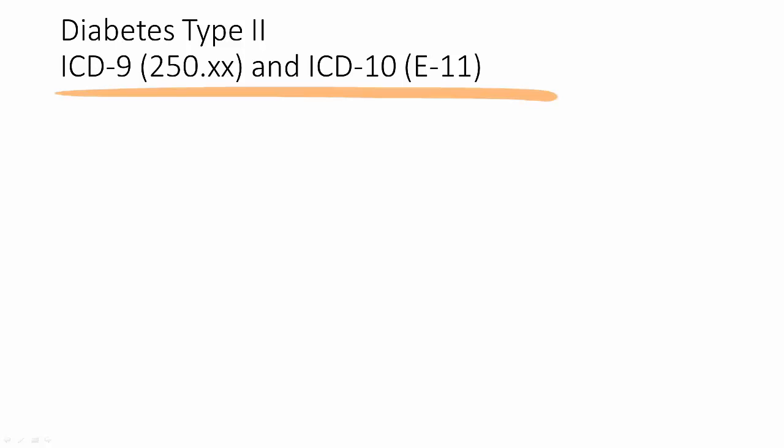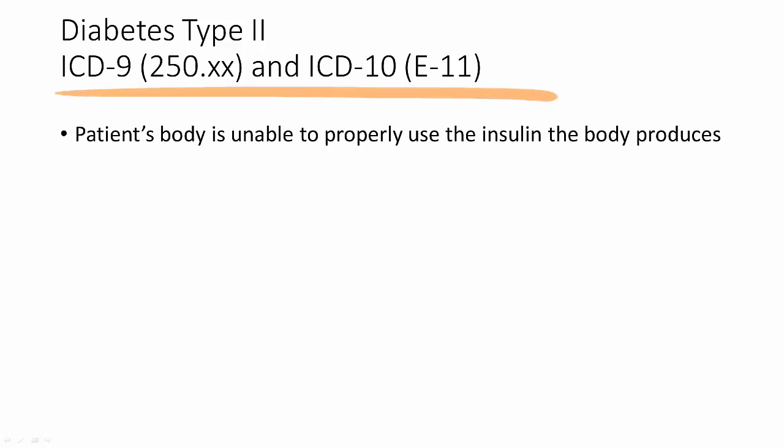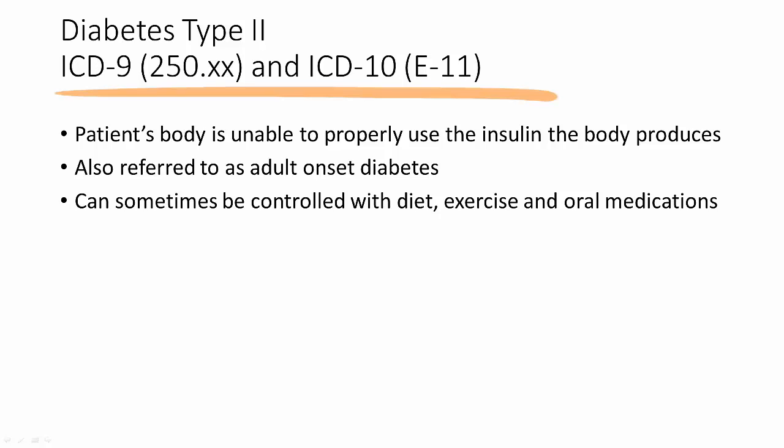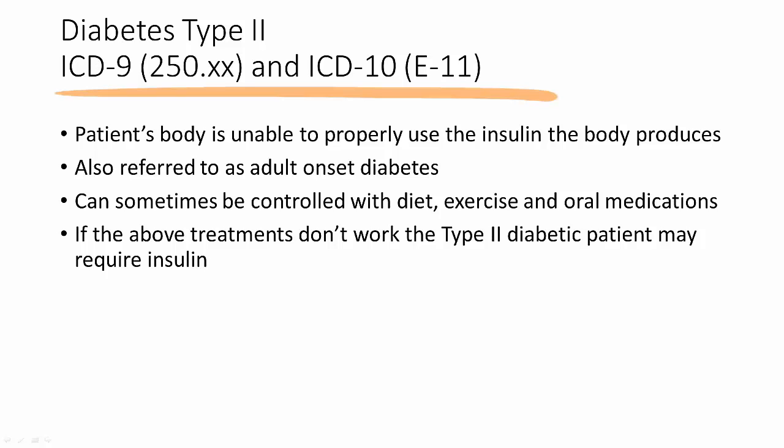Type 2 diabetes is the most common form of diabetes. It's when the patient's body is unable to properly use the insulin that the body produces. It is sometimes referred to as adult onset diabetes and can be controlled with diet, exercise, and oral medications. If those treatments don't work, however, a type 2 diabetic patient may also require insulin.